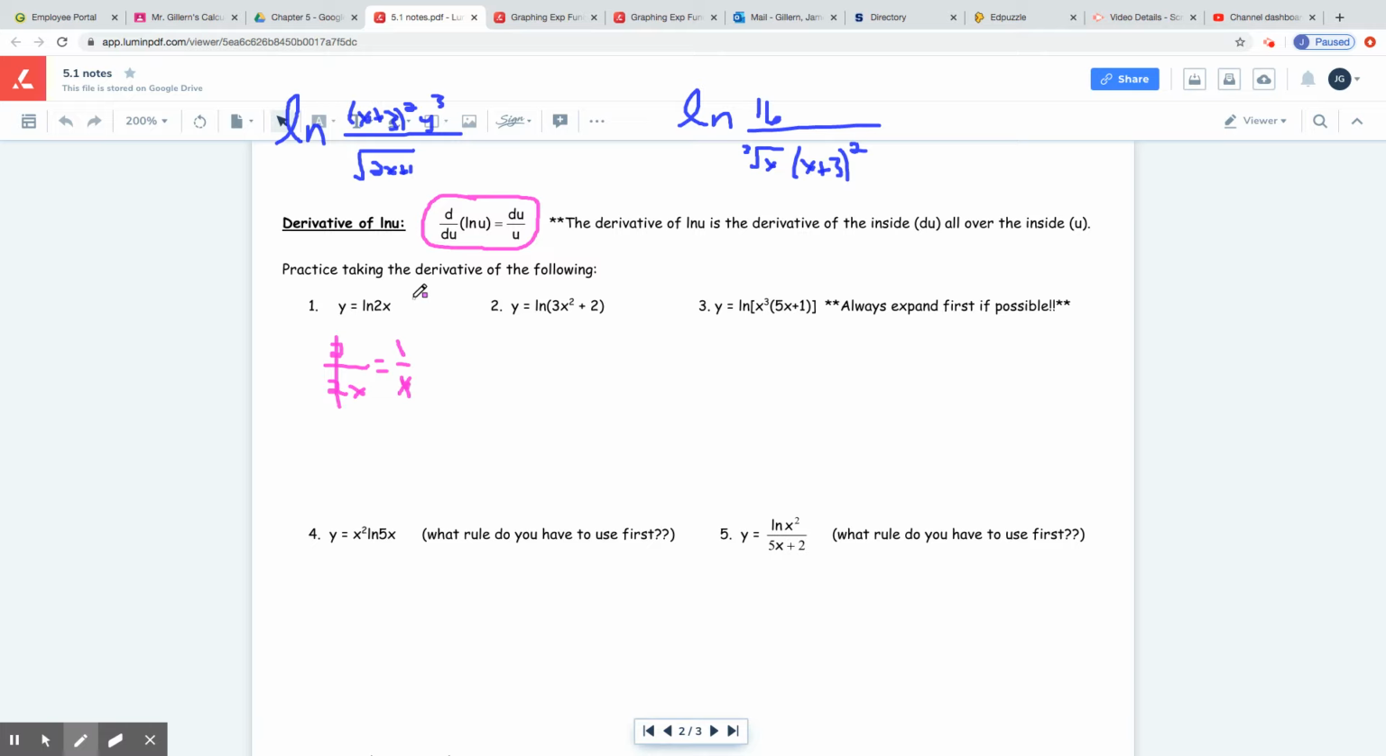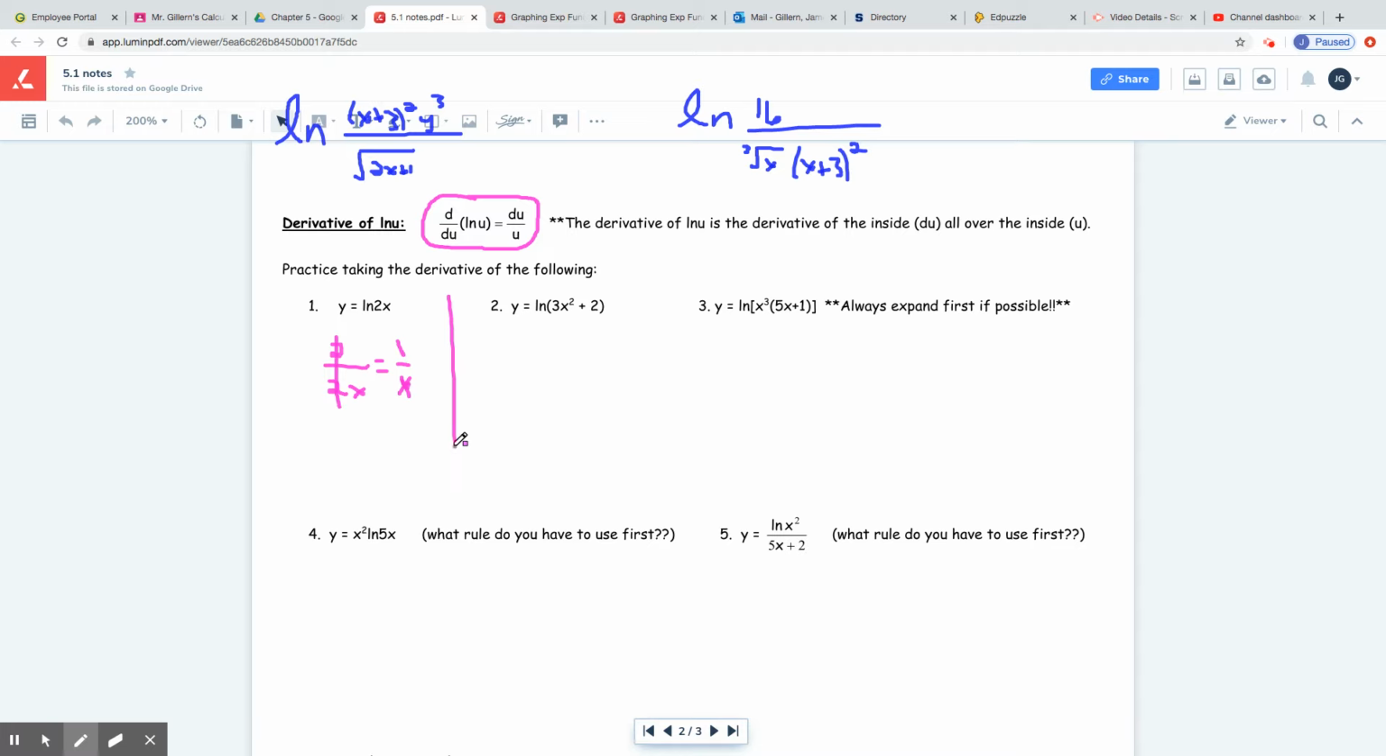Little hint here: this could be the natural log of any number times x. It doesn't make a difference, it will always be 1 over x. If it was the natural log of 1,000,000x, the derivative of 1,000,000x is 1,000,000 over 1,000,000x. The millions would cancel, and it would be 1 over x.